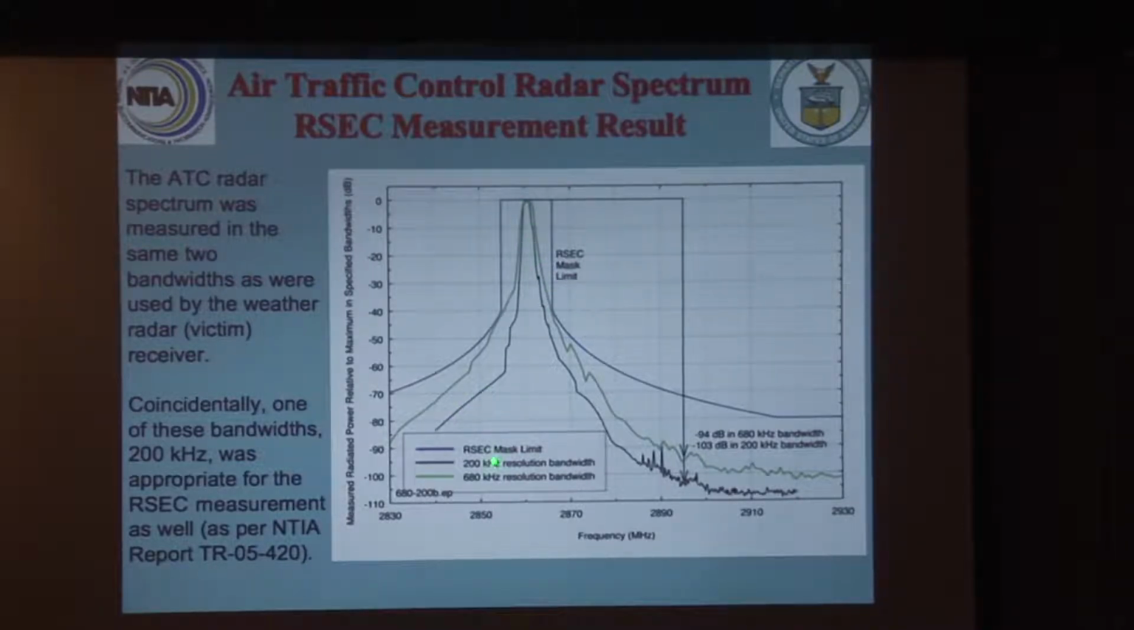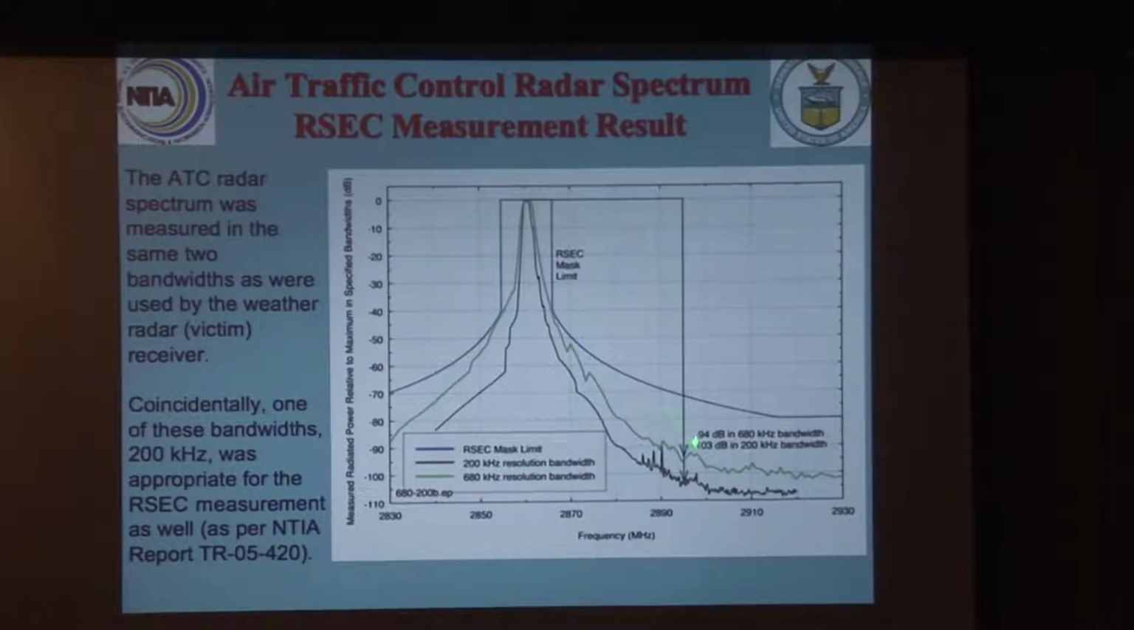Now, the bandwidth measurement that we need to apply under the RSEC mask is the 200 kilohertz measurement, and it easily fits in under the RSEC mask. And we see out here at the ultimate suppression level that this radar is way down below. It's 10, 20, 27 dB below the mask limit in terms of meeting the RSEC. So they're meeting the RSEC mask limit.